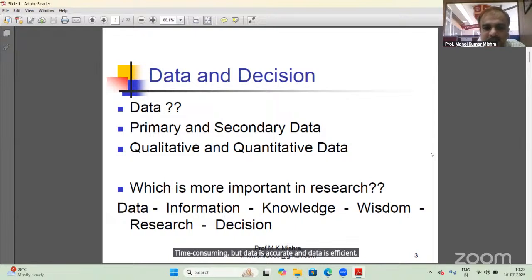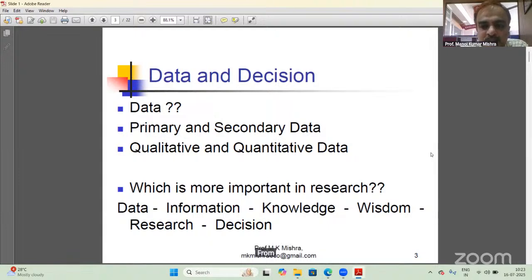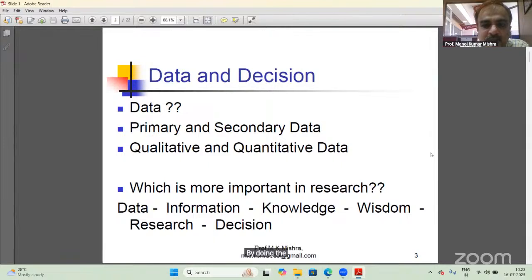While secondary data is the second-hand data, in which the researcher does not go to the field, he collects the data from other sources, from the books, journals, internet, website, library, etc., from the thesis, from the research paper, etc. However, primary and secondary data are complementary to each other. By doing the research, we need the mixed data, a combination of primary and secondary data, that is important in this case.